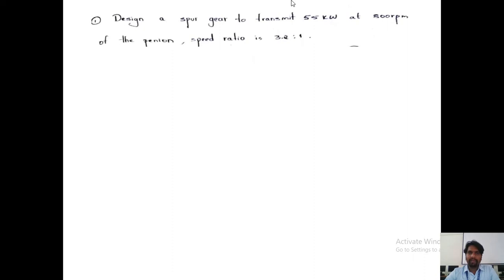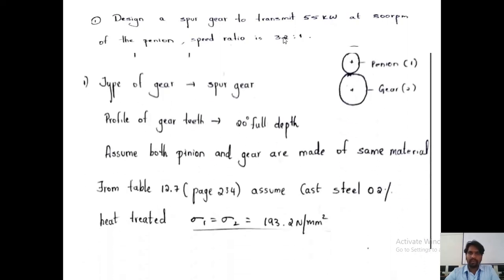So the problem is given with minimum requirement of data. In the examination, from last year, they will ask a problem which contains almost all the data. But I will start with the problem where minimum data is given. The minimum data is that the power, speed and the speed ratio are given. So other things we need to assume. So in order to solve the problem, let's go with the first step.